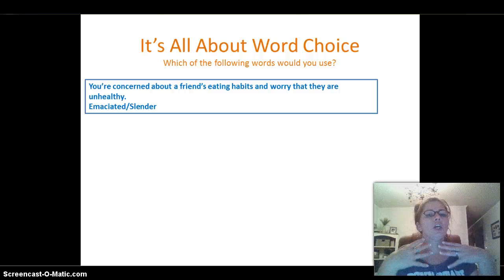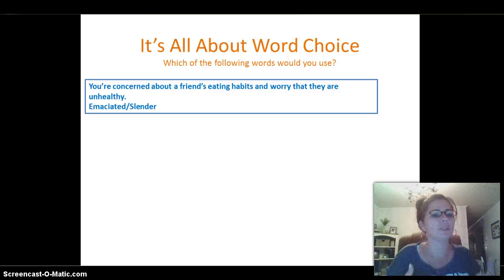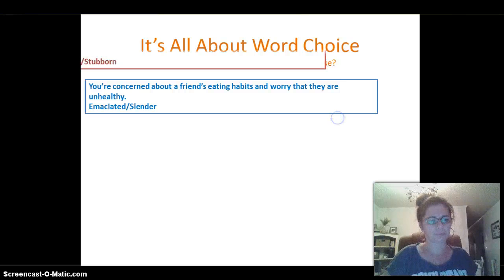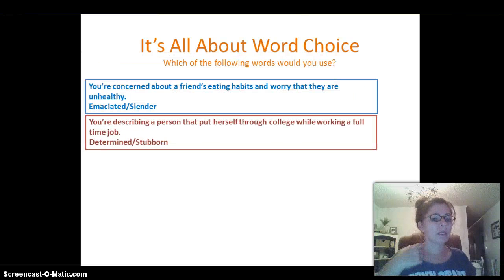Are you ready? You're concerned about a friend's eating habits and worry that they are unhealthy. Now, if you're angry with her because you've spoken to her about it before, you might say, you know, you're completely emaciated. This is ridiculous. That's negative. But if you said, wow, you're looking kind of slender, that becomes more positive and you're not attacking her.